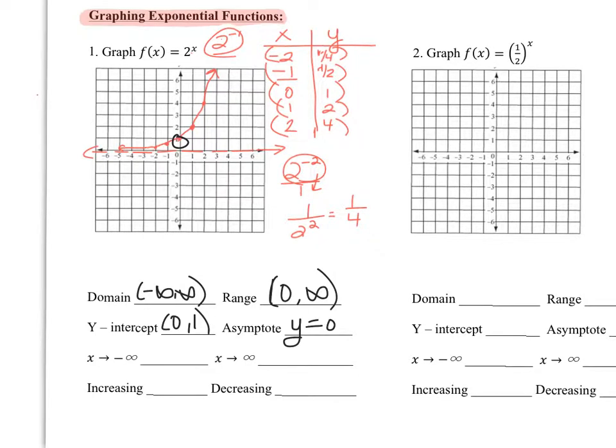So let's now talk about end behavior. When x is going to -infinity, where's y approaching? Well, when x is going to -infinity, y is getting super close to that asymptote, which is 0. And when x is going to +infinity, where's y going? It's also going to +infinity.